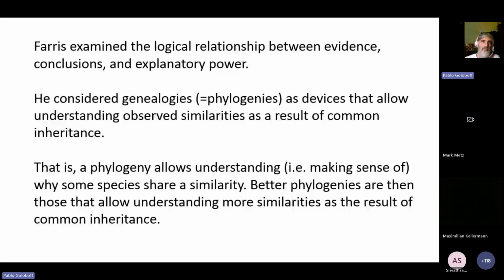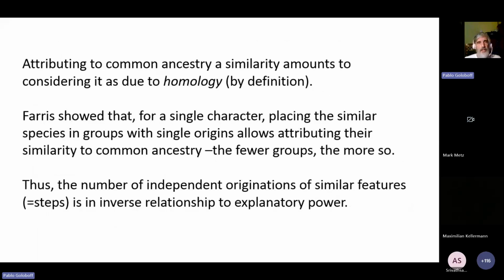And he considered in that paper that phylogenies, or genealogies, are devices that allow us to understand observed similarities as a result of common inheritance. That is, a phylogeny allows understanding, which is to say, making sense of why some species share a similarity. You observe a similarity, then you want to try to explain why those species are similar in sharing that character. Better phylogenies then are those that allow understanding more similarities as the result of common inheritance.